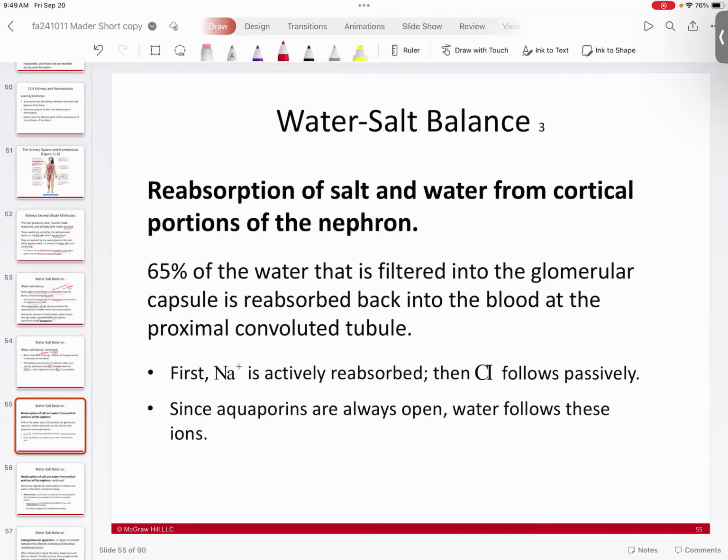Now, when you take a look at the reabsorption of salt and water from the cortical portions of the nephron, we said that almost 2/3 of the water that is filtered in the glomerulus is basically moved back into the blood. And that's going to be happening at the convoluted tubule. Remember, we said sodium is actively reabsorbed. It's actively transported back in, and then chloride follows passively. This is your salt buildup, right? Salt first.